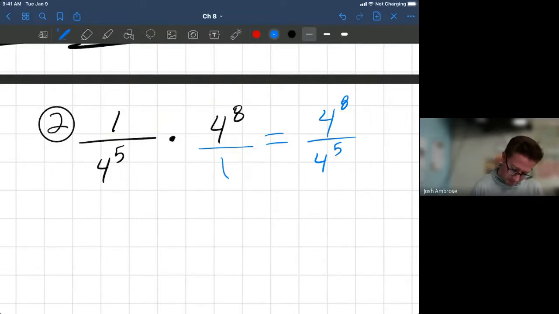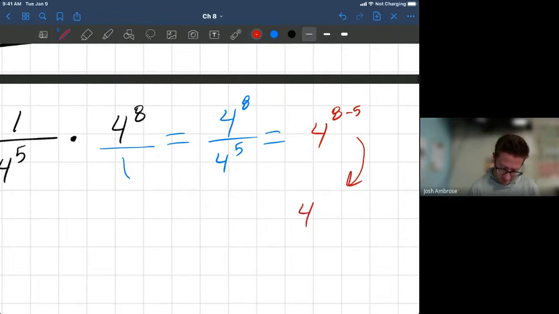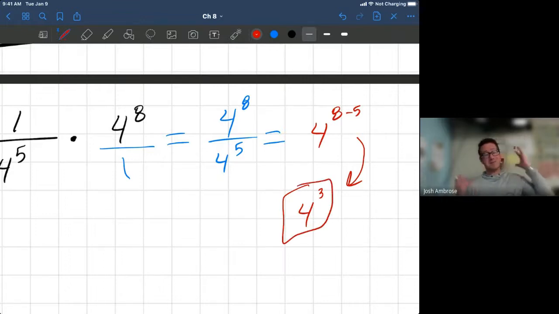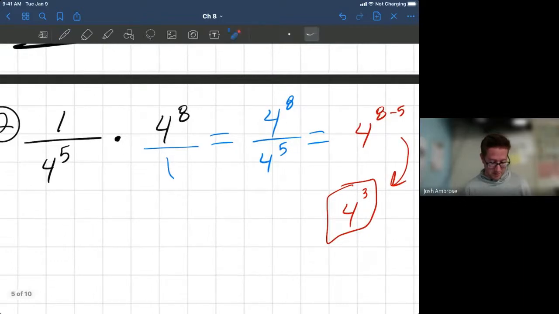All right, so this is what we got now. 4 to the 8 minus 5. And that's just going to simplify down to 4 to the 3rd power. Okay, that is very, very nice to see when you have these 1s here. Okay, you multiply straight across, it really just starts to simplify itself. But you have to follow these example problems so you can see it.